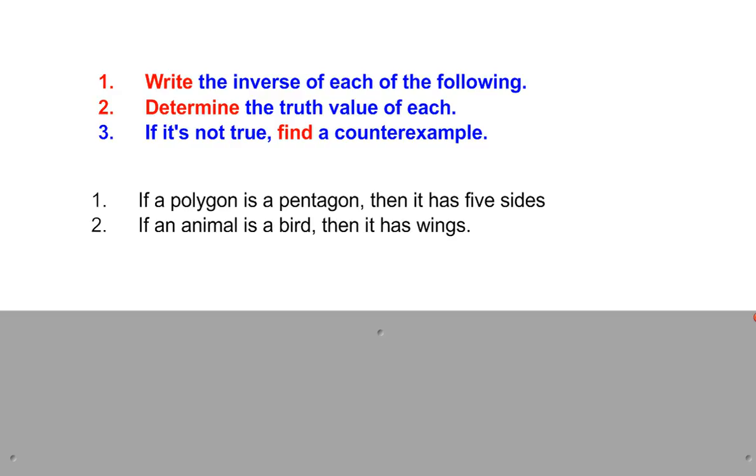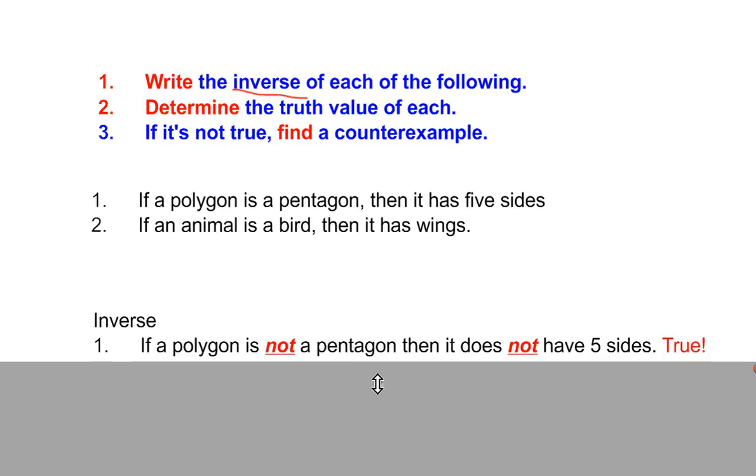Okay. The first one says, if a polygon is a pentagon, then it has five sides. We're going to take the inverse of this statement. So we're going to negate the premise and the conclusion. If a polygon is not a pentagon, then it does not have five sides. Well, what is the definition of a pentagon? We haven't really learned it yet, but a pentagon is a five-sided figure. So if it's not a pentagon, that means it is not a five-sided figure. Therefore, it cannot possibly have five sides. So it is true. Let's take a look at the next one.